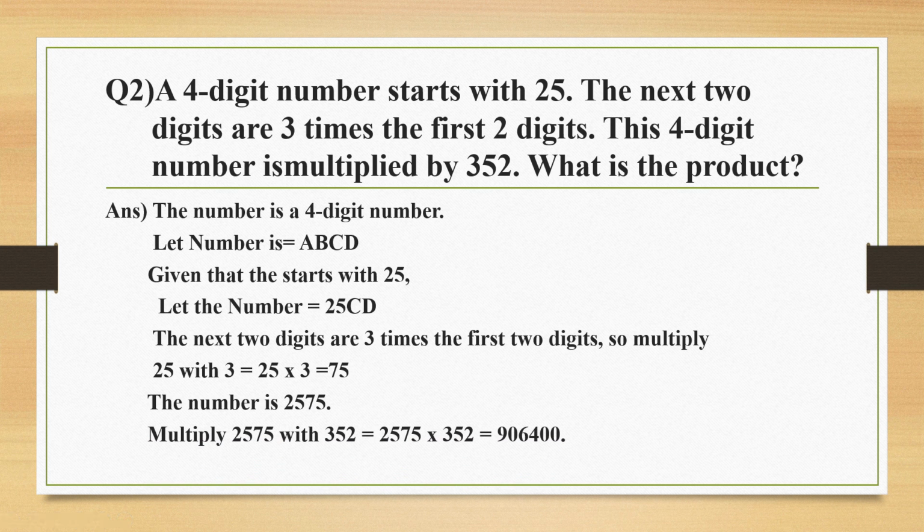What we have to do: the four-digit number is multiplied by 352. So once you get the number, you have to multiply by 352. So finally, what answer are you going to obtain? 9,06,400. Okay. Hope you understood. Please go through it again for better understanding.